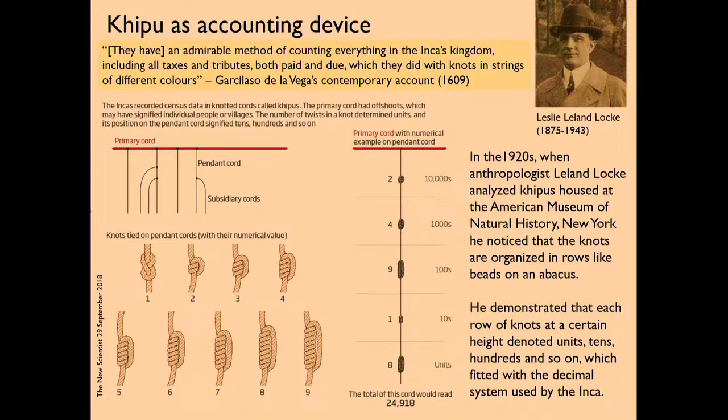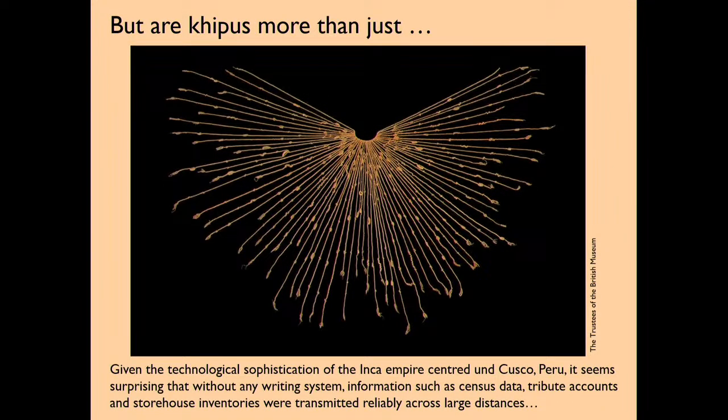And so people used to suspect that there is more to the quipu than meets the eye. Then in the 1920s, the anthropologist Leland Locke analyzed the quipus stored in the American Museum of Natural History. And he showed that you can actually think of them as something like an abacus. He said that, look, each quipu has a primary cord. So here you will have a primary cord on which each of these pendant cords are attached.